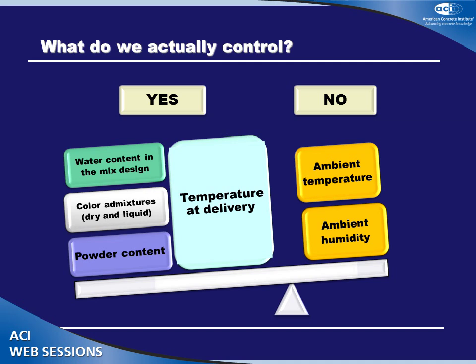Now, here's the interesting part. A lot of people say this block right here, the temperature at delivery, is where we need to exert all of our authority and control the temperature at delivery, the temperature at delivery, the temperature at delivery. Well, what about all these other things that we actually control over here? I control the water content in the mix design. I control the color admixtures, and I control the powder content. I actually have that under my control, notwithstanding the specifications that we went through before.